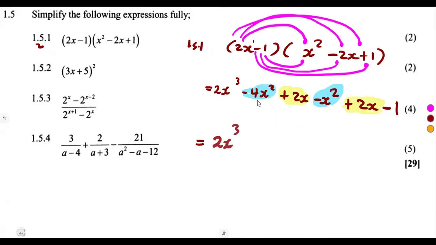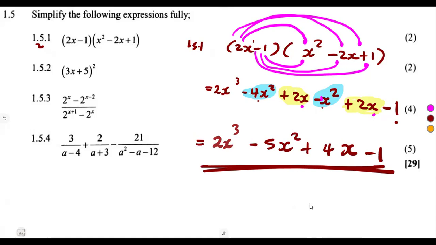The part of x squared: minus 4 minus x squared. This is same as minus 1x squared. So there's a minus 1 there. So minus 4 minus 1, that's minus 5x squared. Then moving on to x, this is 2x, this is 2x. So you add, you're going to obtain positive 4x, then a minus 1 on its own. You're done. So you've expanded the brackets. Just like that, guys, you are done.